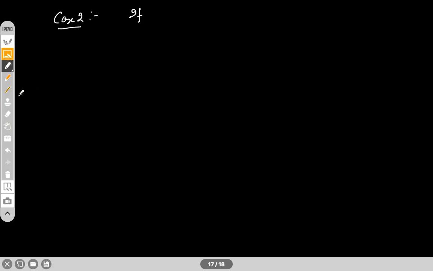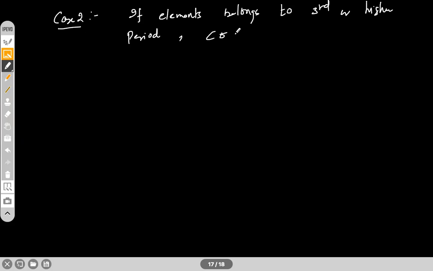Right? Now, in case two, if elements belong to third or a higher period, the coordinate bond is shown by a double bond.